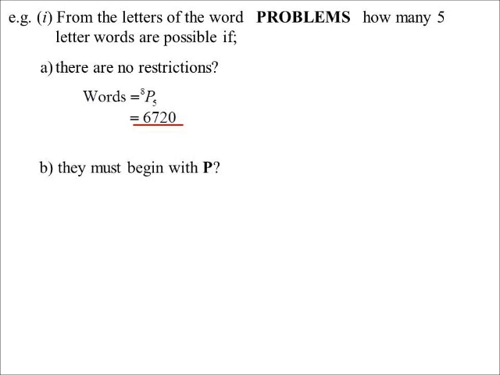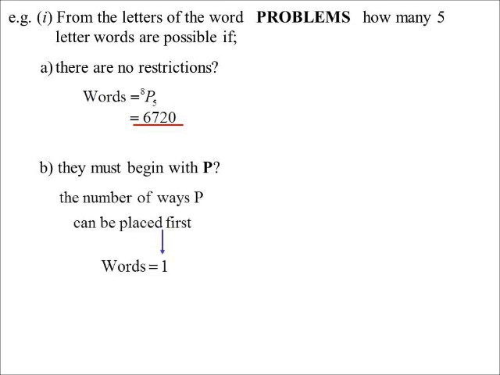Okay. But let's make the problem more fun. Let's put a restriction in it. We're saying, I'm only interested in words that begin with P for some insane reason. Okay, look after the restriction first. The restriction is P has to go first. How many ways can I now get this P? Well, it can only be arranged one way. It has to be first. So, bang, we put P first.